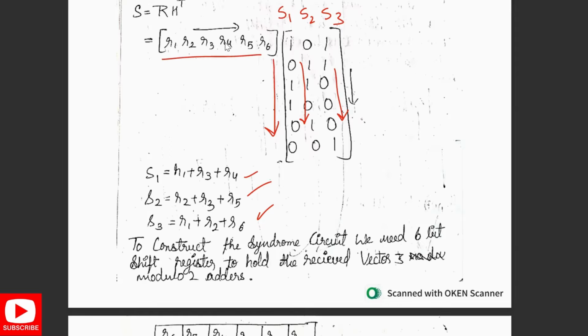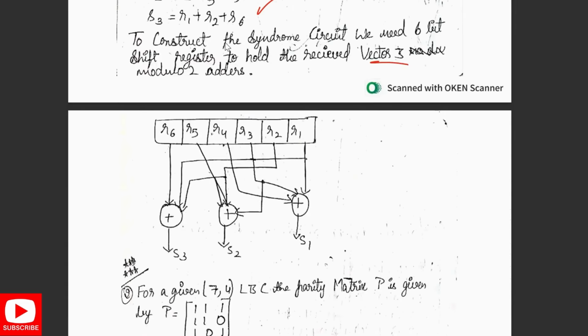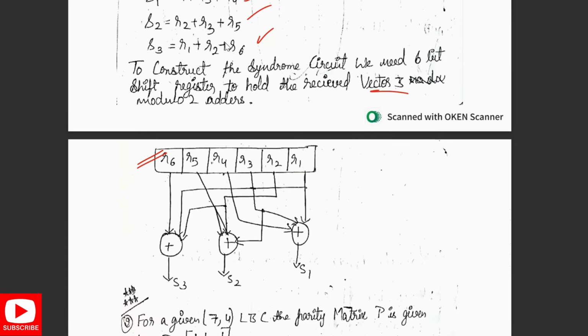To construct the syndrome circuit, we need 6-bit registers to hold the received vector and 3 modulo 2 adders. So while representing it, you have to construct the syndrome circuit. For that, you write the shift registers like this. And based on this equation, what is S1? S1 is an addition of R1, R3, R4. So R1, R3, and R4, you add and represent it as S1.